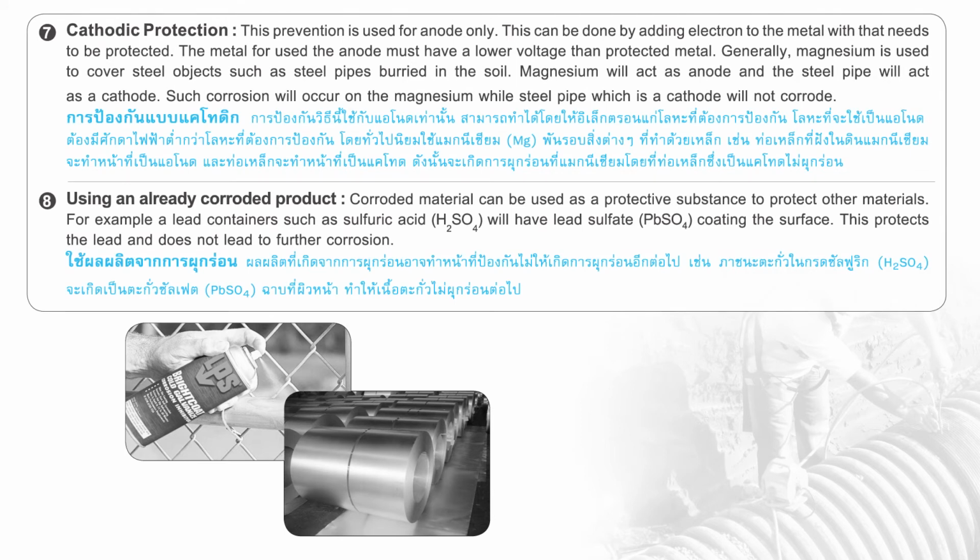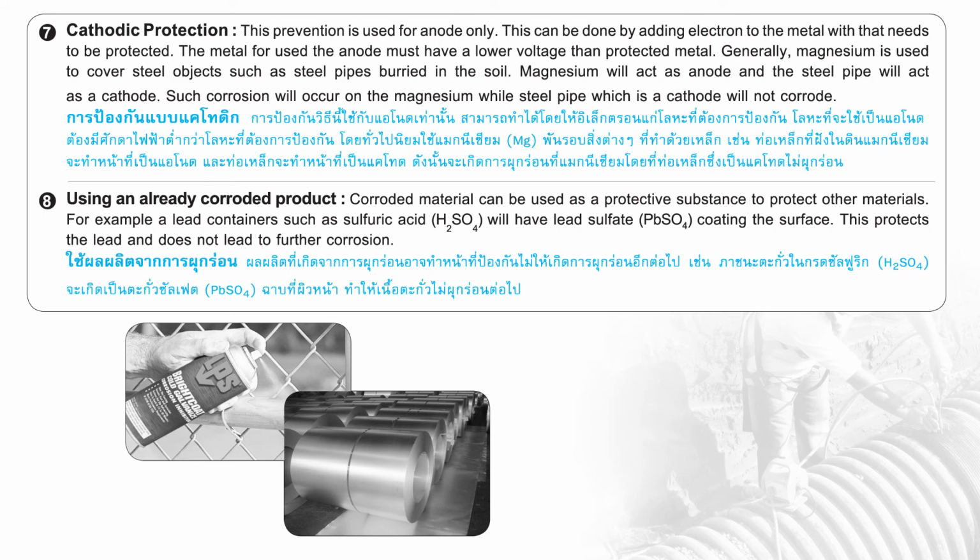Page 39. 7. Cathodic protection. This prevention is used for anode only. This can be done by adding an electron to the metal that needs to be protected. The metal used for the anode must have a lower voltage than the protected metal. Generally, magnesium is used to cover steel objects such as steel pipes buried in the soil. Magnesium will act as an anode and the steel pipe will act as a cathode. Such corrosion will occur on the magnesium while the steel pipe, which is a cathode, will not corrode.